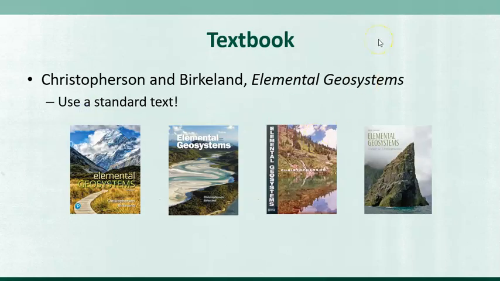Now, there is a textbook in this class, and I'm afraid to say it's one of the expensive standard texts. There isn't a great free textbook for physical geography. So that's the bad news, because Elemental Geosystems, which is the text I use, in the 9th edition, costs well over $100. But the good news is it comes in many, many editions, and I just have four of the editions up there because it's in the 9th edition right now. There are lots of old copies out there.